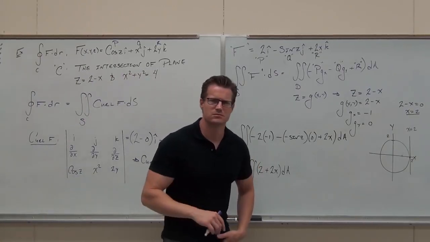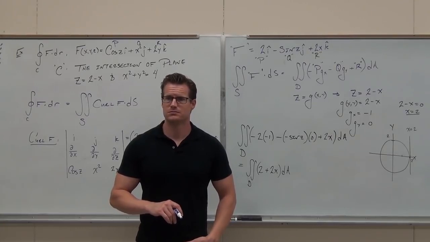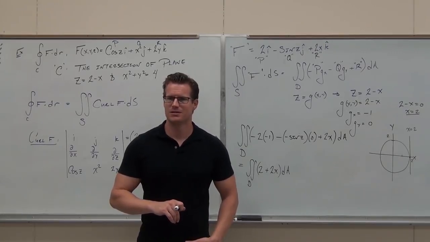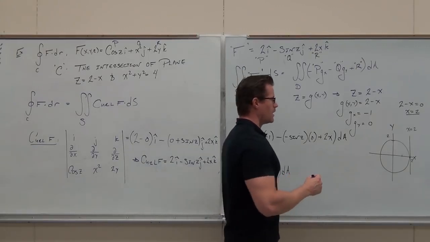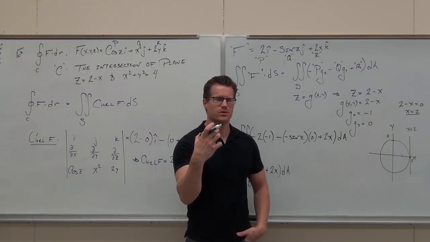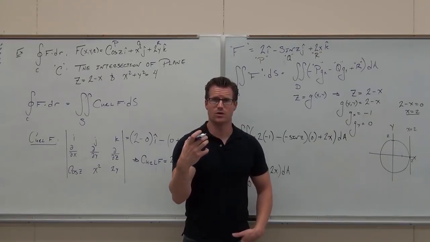How would you do it? Don't mumble at me, man. I can't hear you. How would you do it? Find R and theta. Define R and theta. What two variables are going to give you the circle here? Those are the two variables that you want to call R.